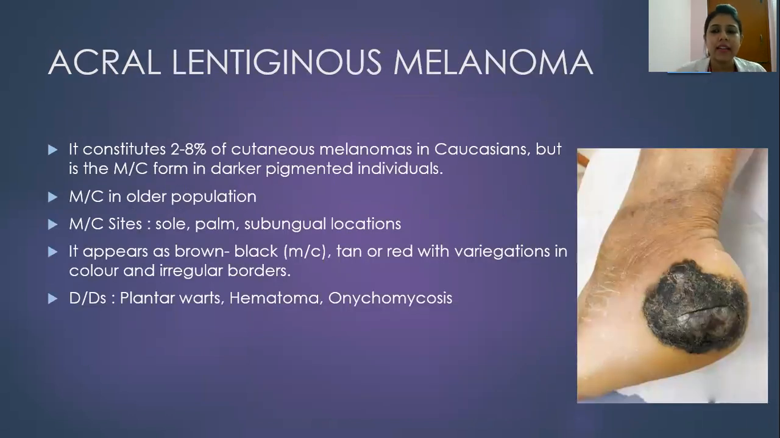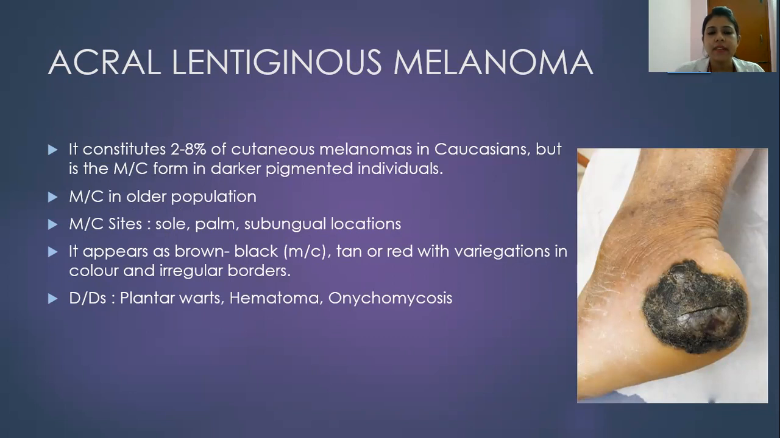Next is acral lentiginous melanoma. It constitutes only 2 to 8% of melanomas in Caucasians, but it is the most common form in darker pigmented individuals. So most commonly in darker individuals we see acral lentiginous melanoma. It's more common in the older population. The most common sites, like the name suggests, are the acral or extremity areas, that is the palm, sole, and subungual locations. It appears brown or black most commonly, or with tan or red variegations in color and irregular blotting.